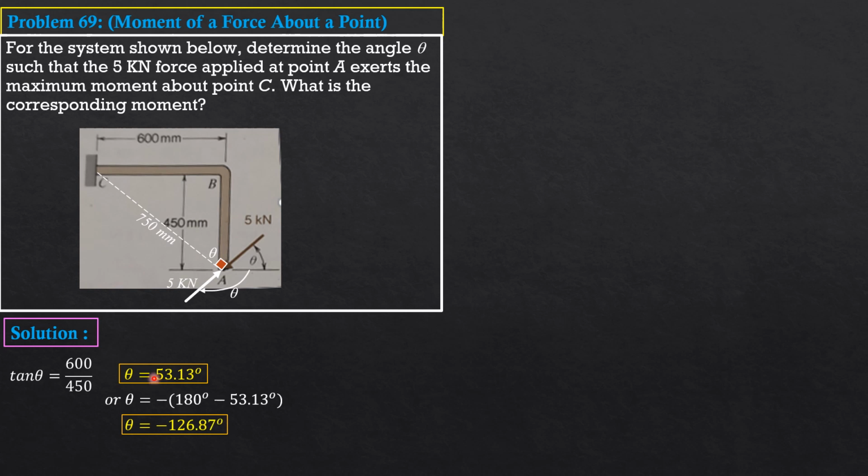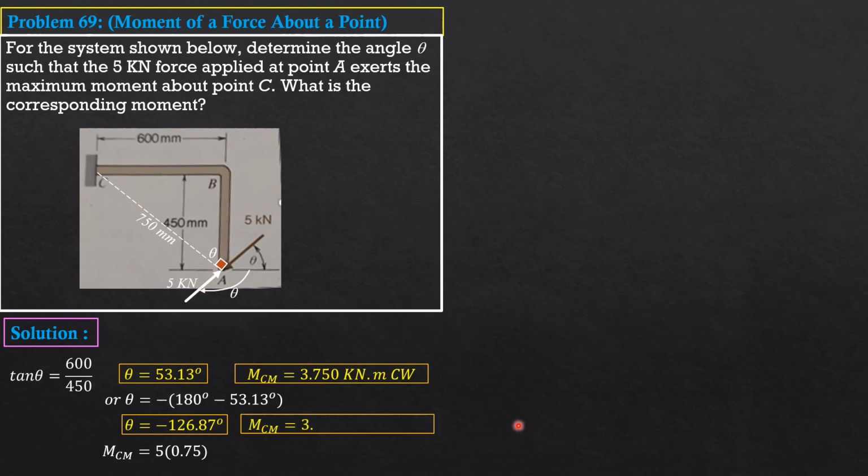So for part A, the moment is 5 times 0.75 clockwise. So MC max is 5 times 0.75, and MC max for theta equals 53.13 degrees is 3.75 kilonewton meter clockwise. Then when theta is negative 126.87, the maximum moment is still 3.75 kilonewton meter, but it is counterclockwise about C. So that's it for this part.